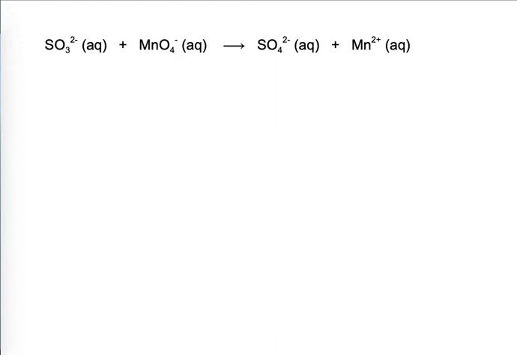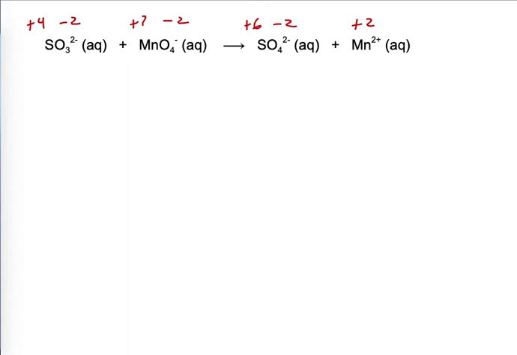So here we have sulfite anions, SO3 2-, reacting with permanganate anions, MnO4-, to form sulfate anions, SO4 2-, and manganese 2+ cations. If I assign oxidation numbers, oxygen has -2 in everything. That means sulfur in sulfite must have an oxidation number of +4, manganese in permanganate +7, sulfur in sulfate +6, and manganese 2+, of course, +2. So we see that sulfur is being oxidized from +4 to +6. Manganese is being reduced from +7 to +2.